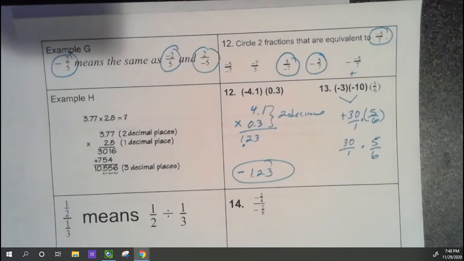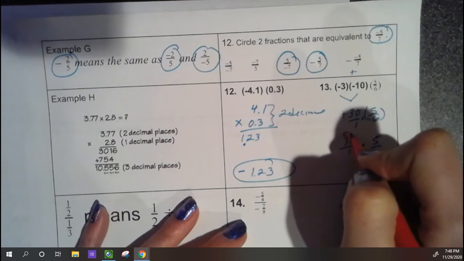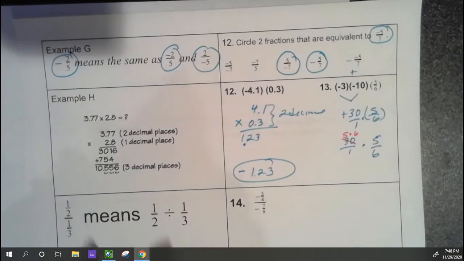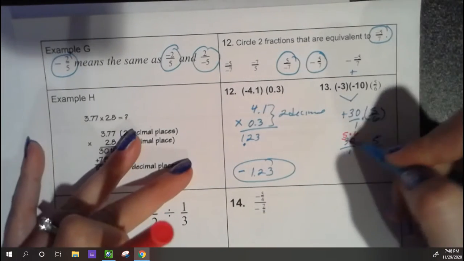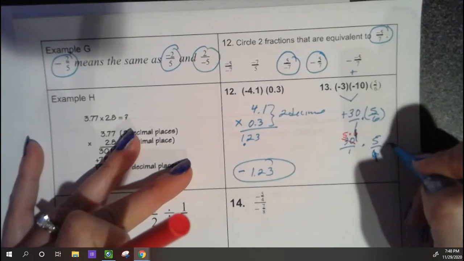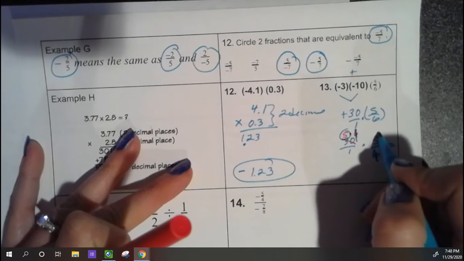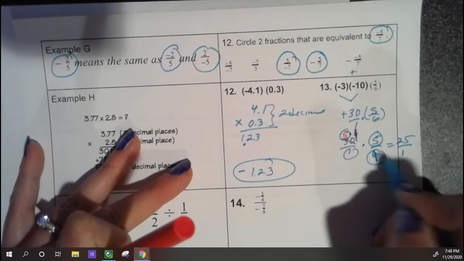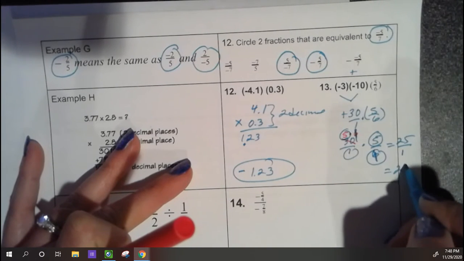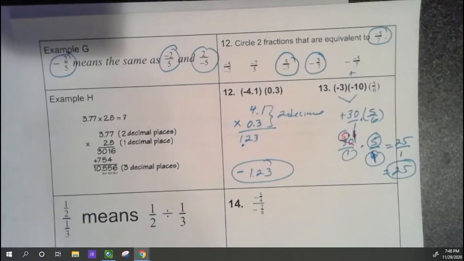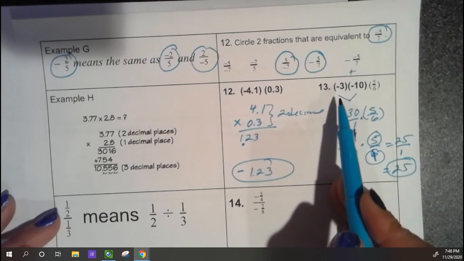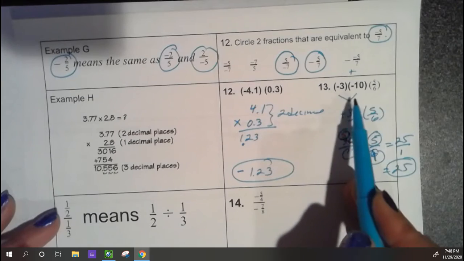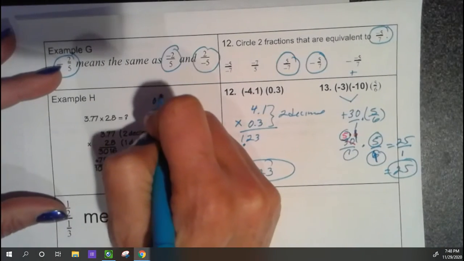And 30, I can really think of that as 5 times 6. And so then I can find an equivalence of 1 here. This 6 will cancel out this 6. And I'm going to do 5 times 5, which is 25. 1 times 1, which is 1. So 25 wholes is 25. Let me check and make sure my sign is right. I have an even number of negatives. My answer is going to be positive.